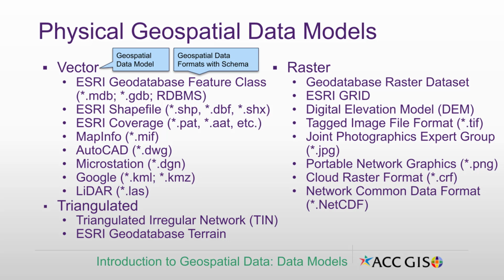For triangulated data, there are really only two types of geospatial data models that we utilize. One is the ubiquitous triangulated irregular network, or TIN, which is utilized by not just GIS software, but CAD software and any type of 3D modeling software. And then in the ESRI products, we also can store triangulated data in a terrain object that is stored in a geodatabase.